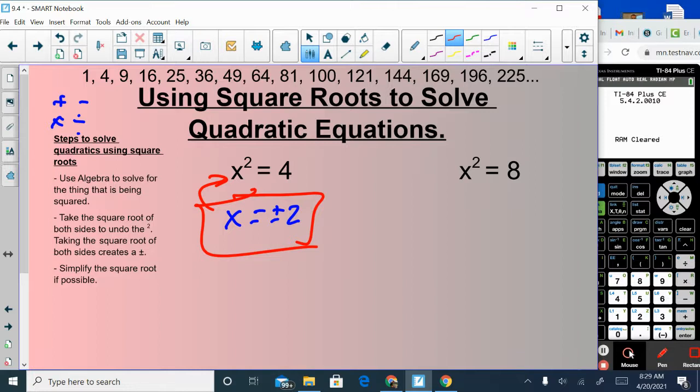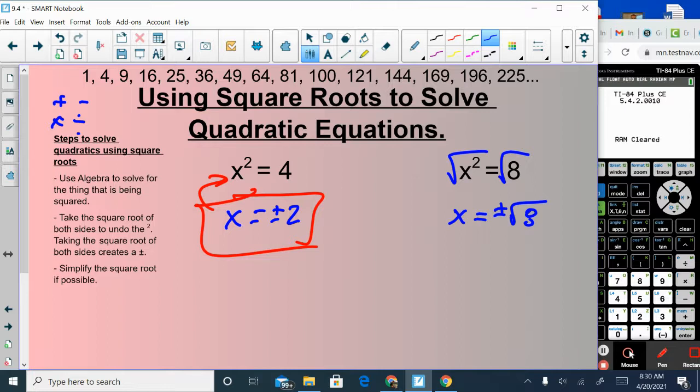Now, obviously, they're going to be more complicated than that at times. We have an example that says x squared is equal to 8. And once again, solve for the thing that is being squared. X is being squared. It's already solved for. It's already by itself. Then you would take the square root of both sides, just like so. The square root and the square cancel each other out, so we just have x on the left, and on the right side, taking the square root created the plus or minus, so we have plus or minus the square root of 8.